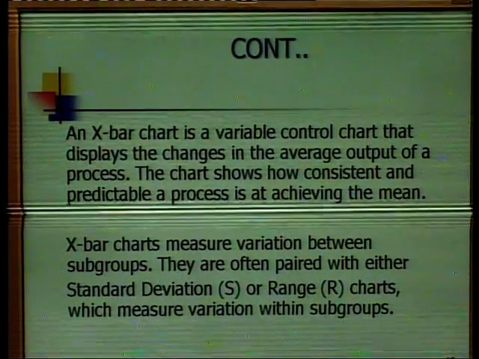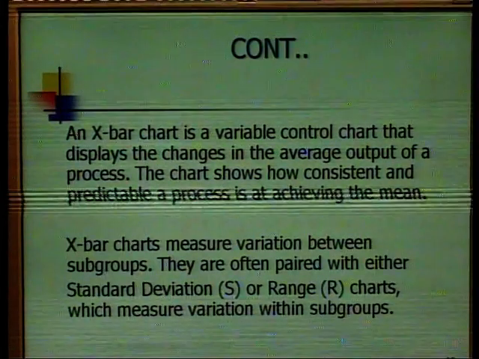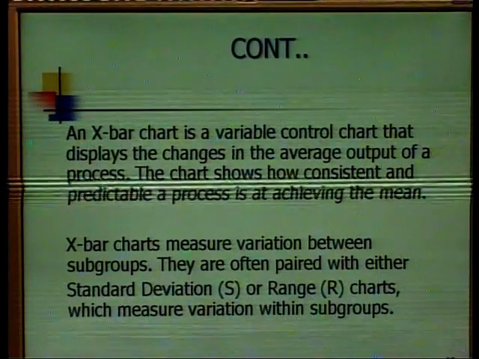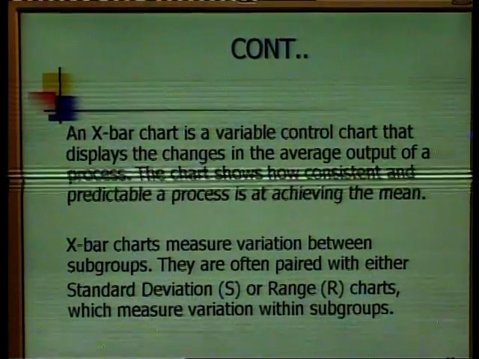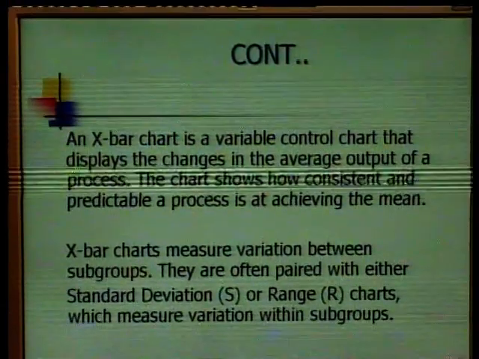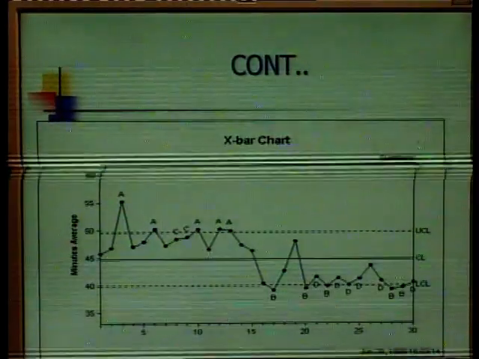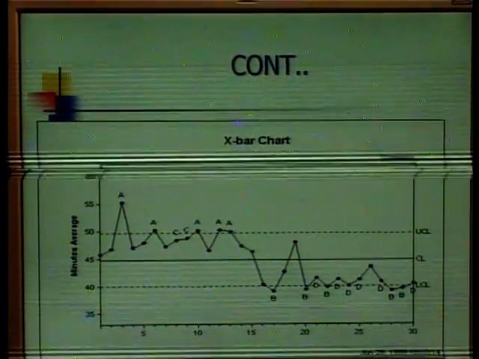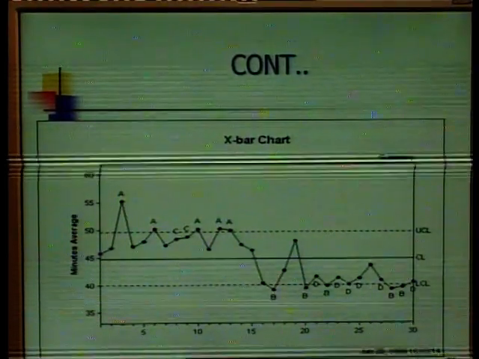Now, x bar charts measure variation between subgroups, and with the help of x bar charts we can also measure the variation within the subgroup. This is done by pairing the x bar charts with either a standard deviation chart or range chart, which measure the variation within the subgroups. So, this is the x bar chart. We are plotting the average values of the different subgroups on this x bar chart.